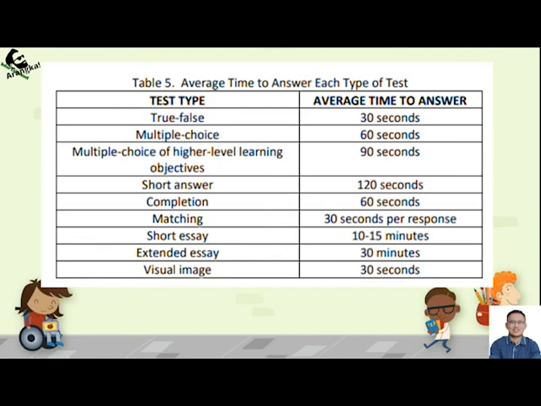Short essay, 10 to 15 minutes. Okay, so for short essays we have 10 to 15 minutes. The extended essay is 30 minutes, and visual image is 30 seconds. Right? So we can now see that they are given an average time to answer per second or per minute, which shows which types of test are difficult or quick to answer. We will be discussing each of these test items.